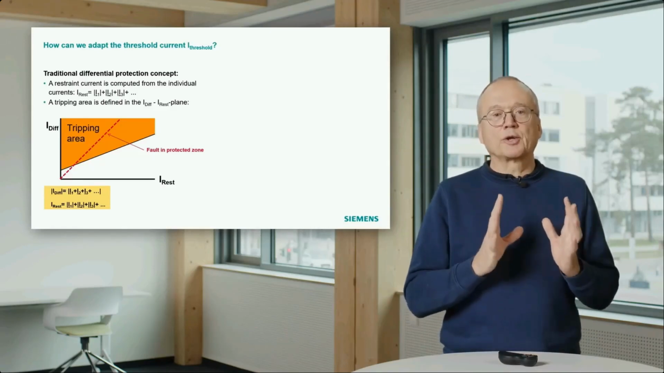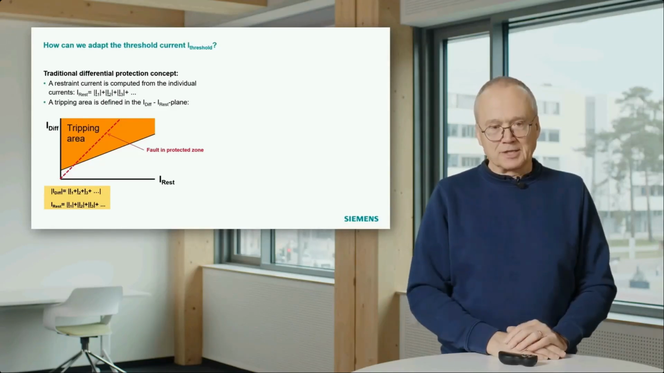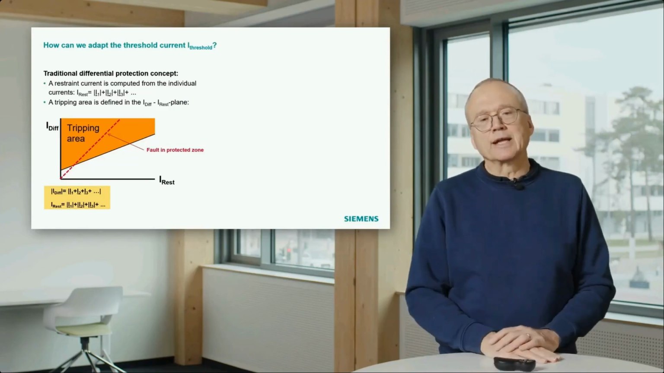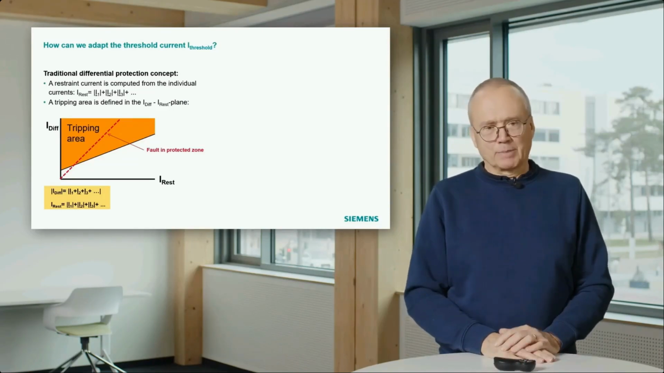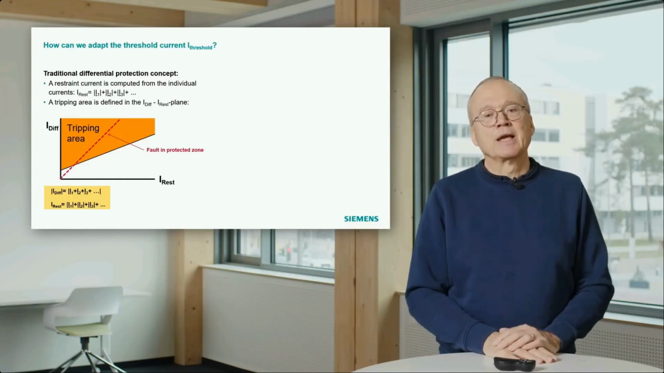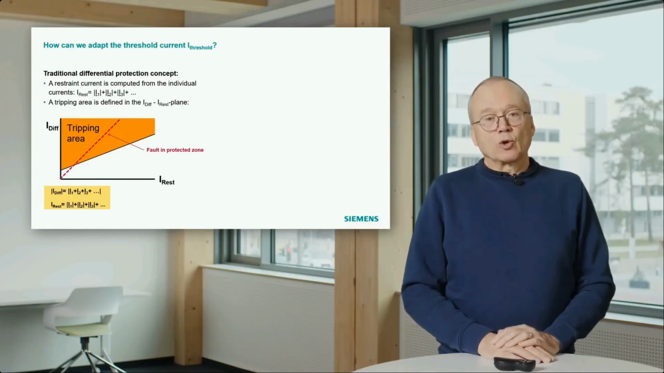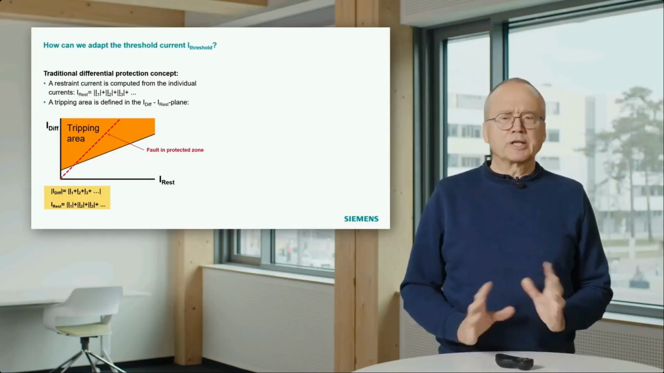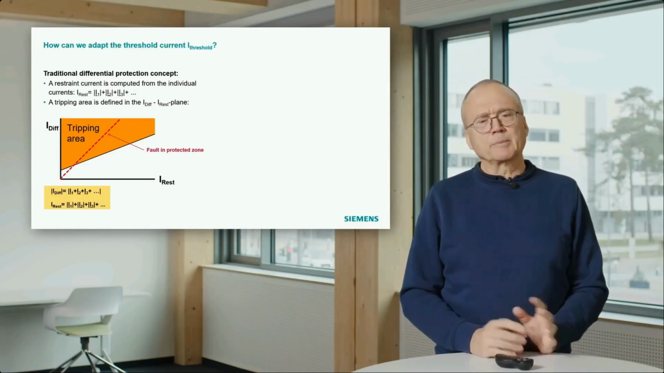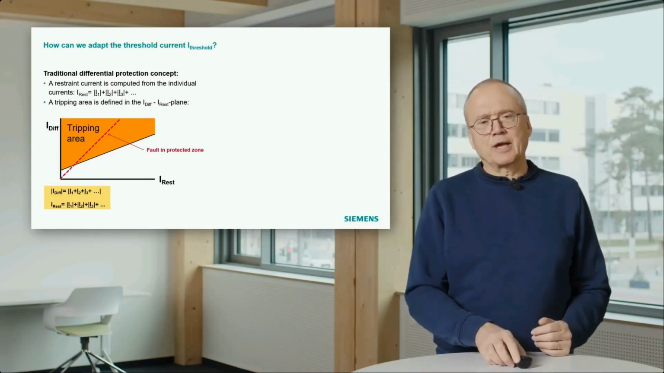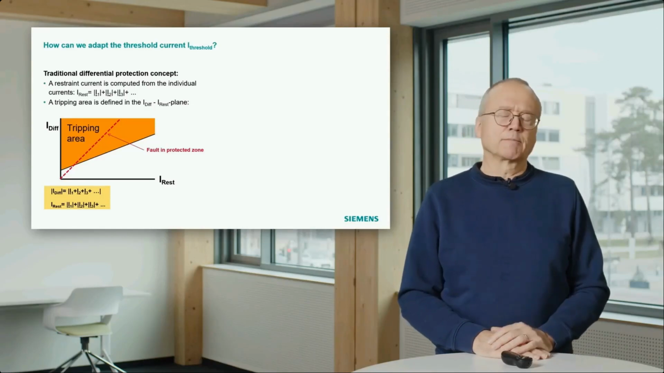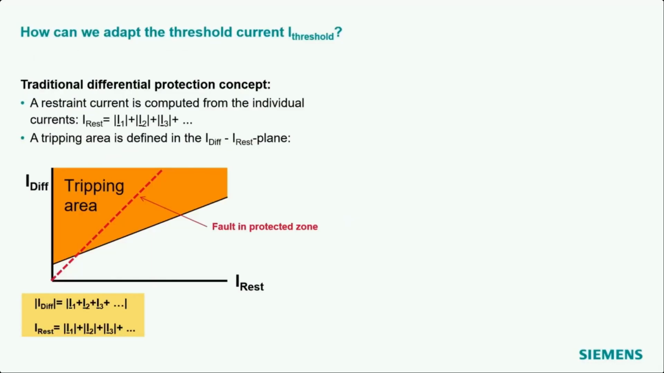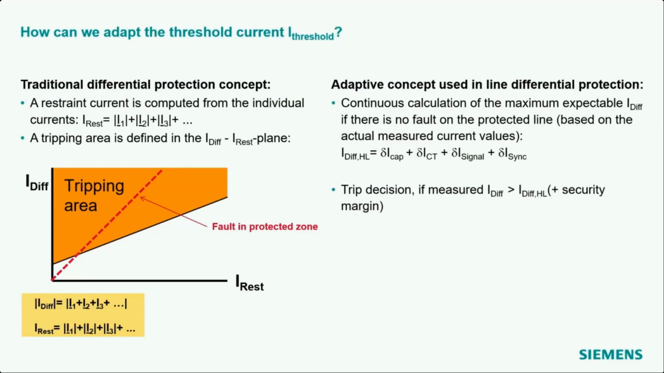That is called the traditional differential protection concept. We use it in our relays for transformer protection, for busbar protection, for generator protection. For line protection, we are going a different approach, because in line protection, we often have to deal with different fault mechanisms, with resistive faults, and there we introduced already with CProtect 4 relays a different approach. This approach is an adaptive concept. It goes again back to the original idea.